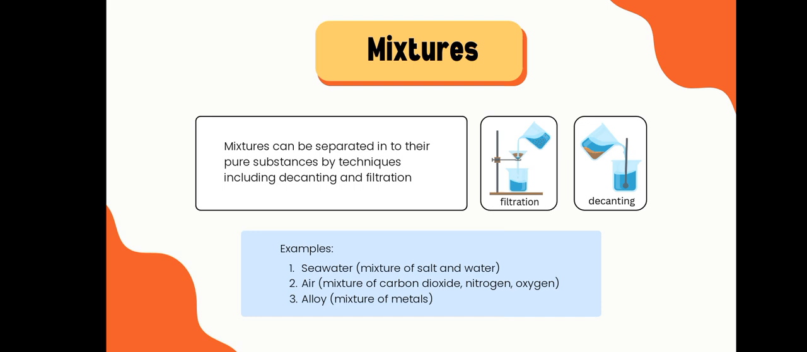Mixtures can be separated into their pure substances by some techniques like filtration. For example, sea water is a mixture of salt and water. If you have to separate the salt and water, you have to crystallize it. The filter paper is for something else. Other examples include air, which is a mixture of carbon dioxide, nitrogen, oxygen, and other gases too. These are examples of mixtures. You can take more examples and comment below.